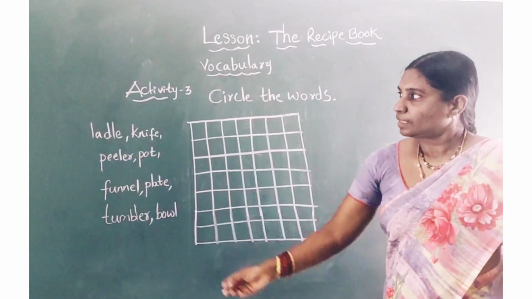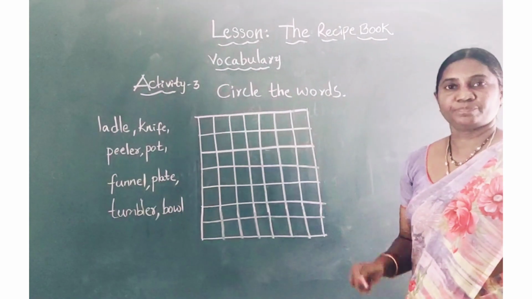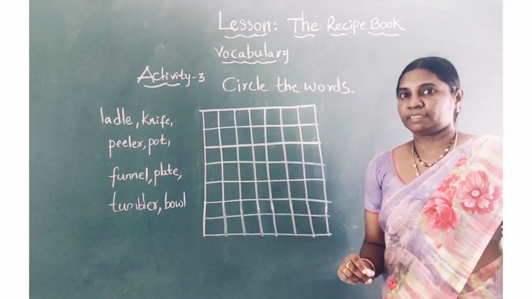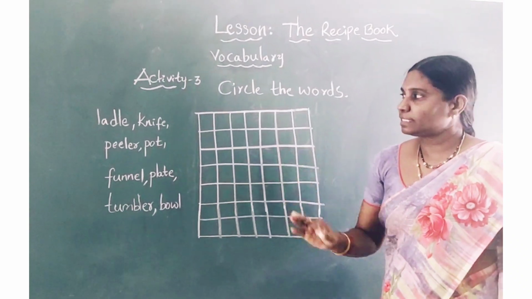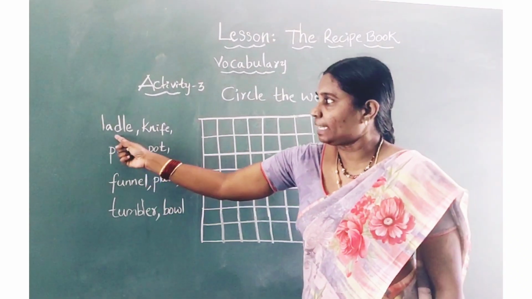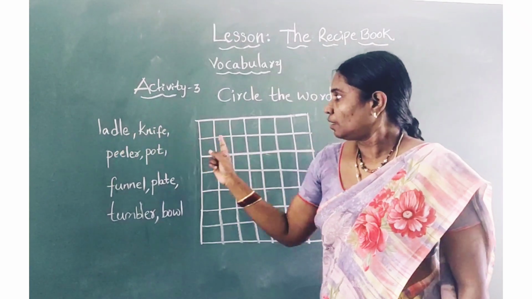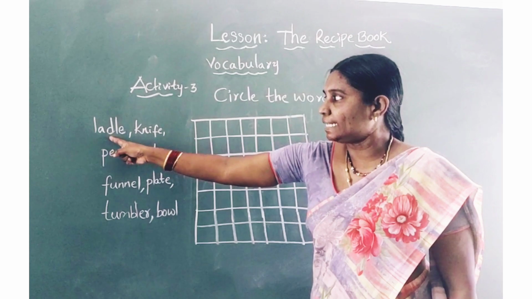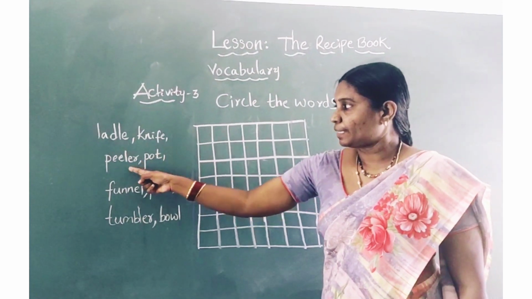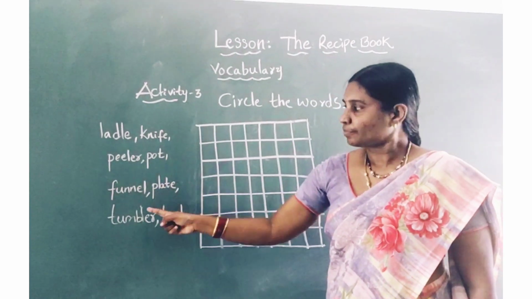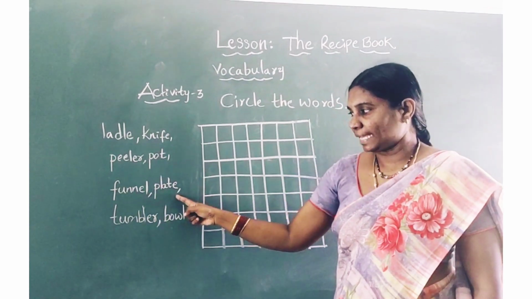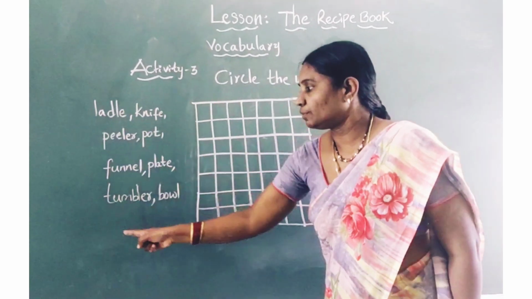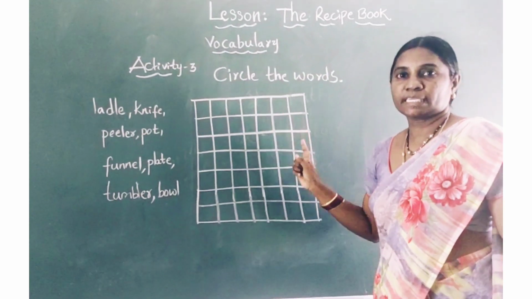Dear children, here we have a grid. I haven't written the letters here, so I am going to write them now. I am just introducing the grid for you. And here we have the clue for filling in the words. Here we have some words: ladle, knife, peeler, pot, funnel, plate, tumbler and bowl. These are all the words we have to circle here.